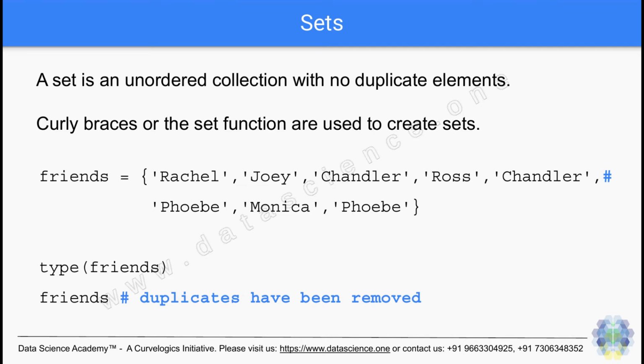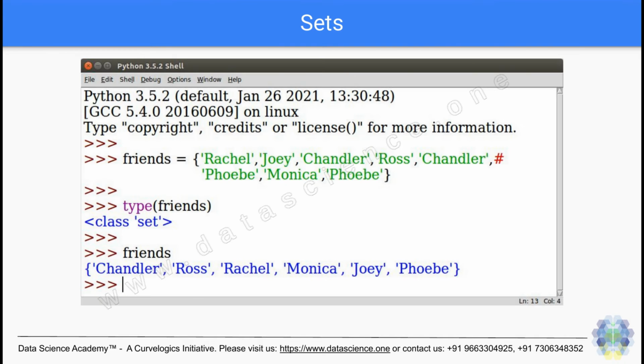We create an example set called friends. Note that we have added a hash sign to make sure that it is the end of the line, and that the code continues in the second line too. Here, we have created a set called friends, using curly brackets. The function type displays the nature of the object. Calling the variable, we can see that the duplicates have been removed from the set.